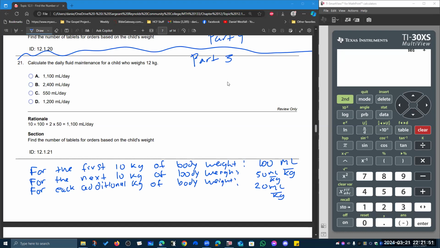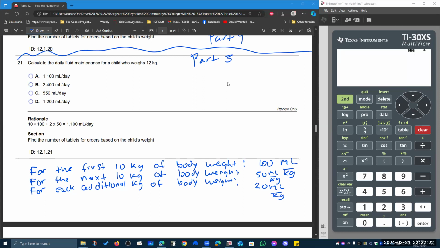So I've written the chart out here from the textbook that for the first 10 kilograms of body weight, we would use 100 milliliters per kilogram. For the next 10 kilograms of body weight, we would use 50 milliliters per kilogram. And for each additional kilogram of body weight, we would use 20 milliliters per kilogram.